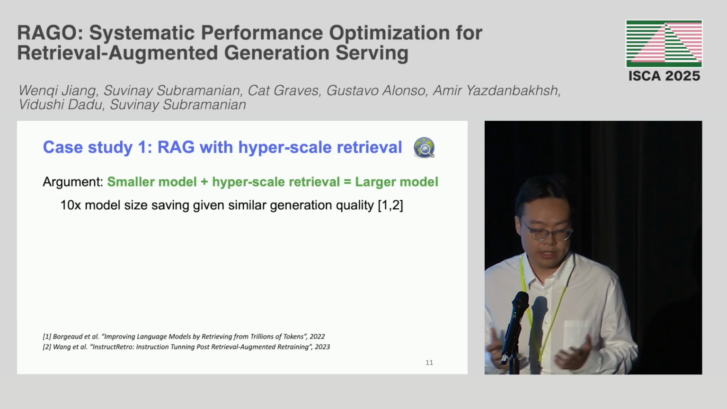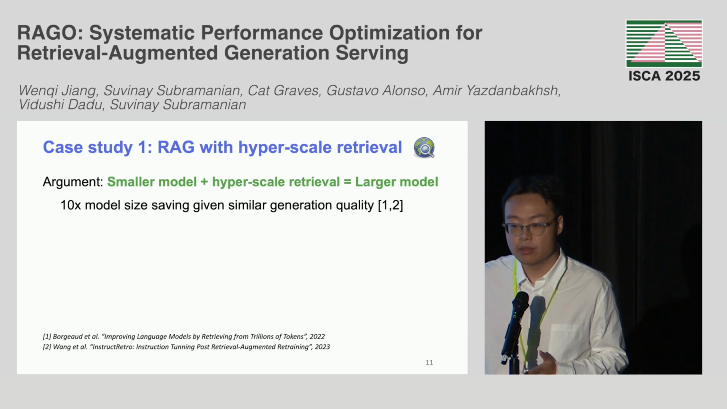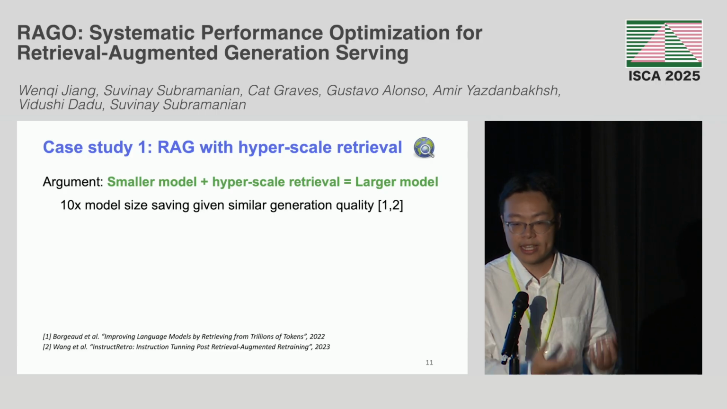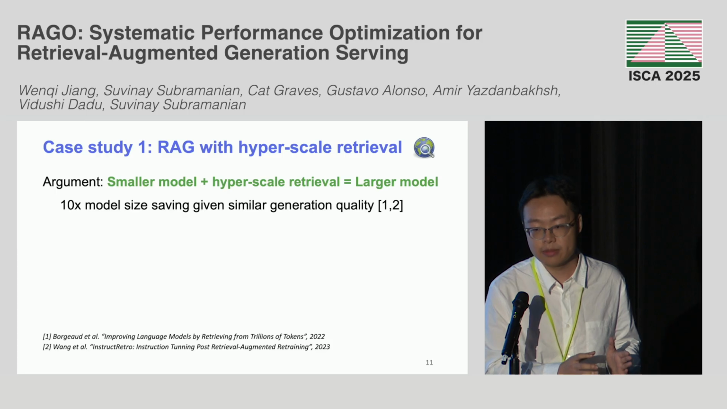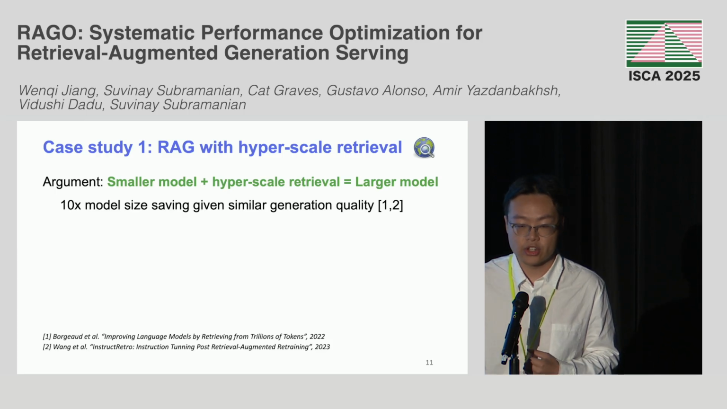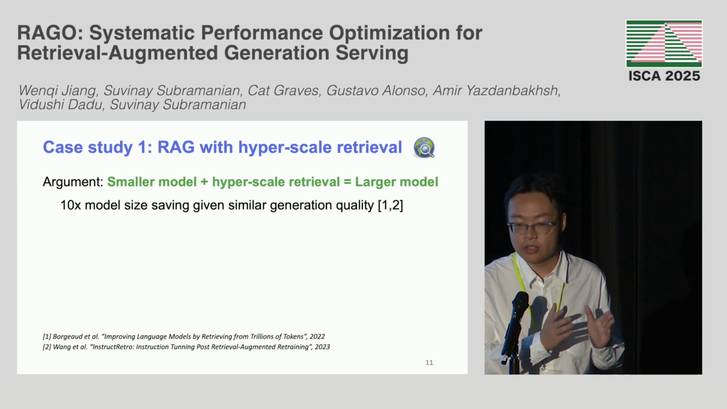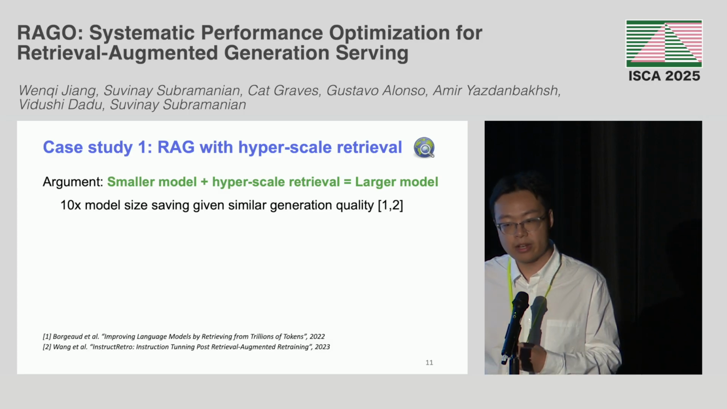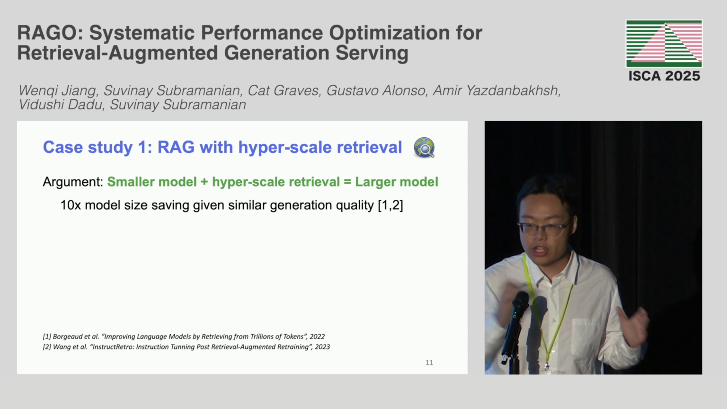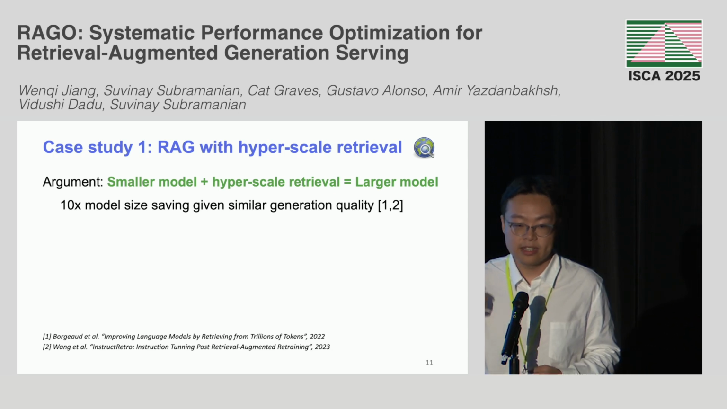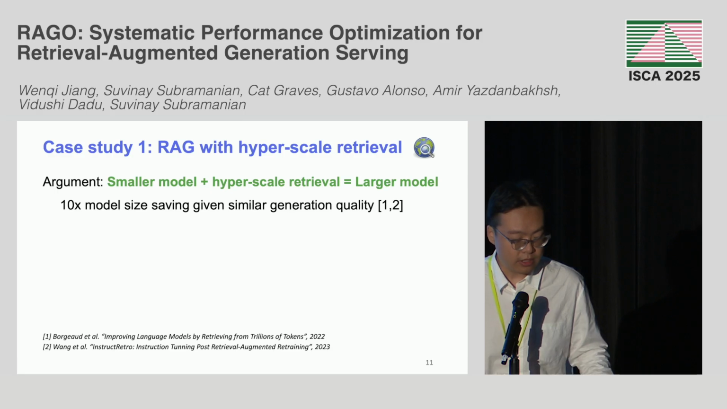So the first case is RAG with internet-scale retrieval, or connecting the model to Google or Bing. There's an argument that RAG can save model parameters by 10 times but still achieve the same generation quality. The reason behind this is that the LLM is basically a knowledge compressor, so it tries to remember everything it has seen in the training corpus. But if we can inject all this knowledge from an external knowledge database, then we don't need that large a model at all.